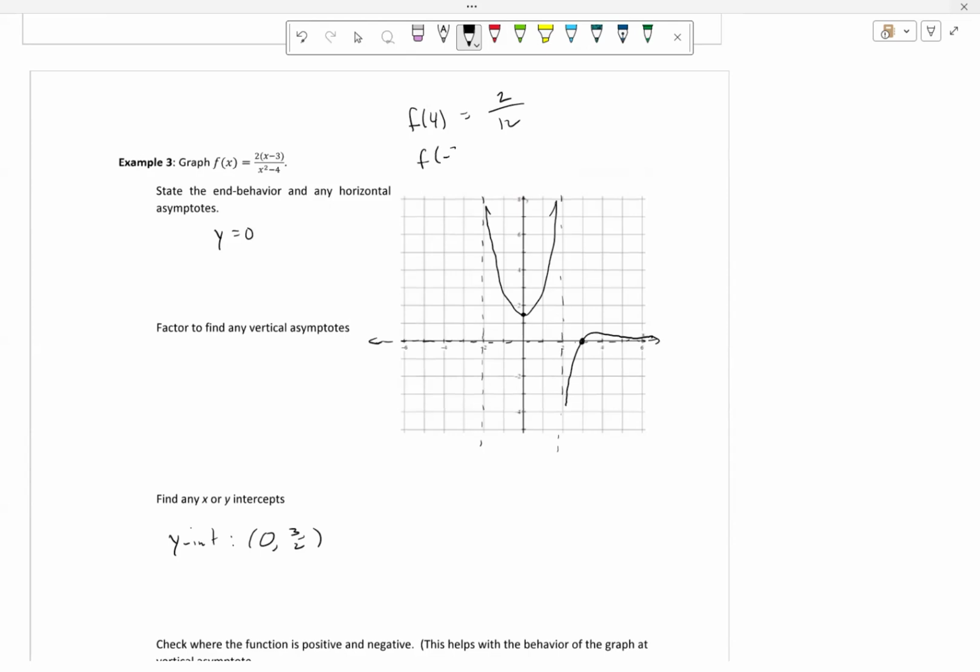So f of -3 gives us 2 times -6 over 9 minus 4, which I think is a negative number, isn't it? It's negative. I don't even care what it is. I know it's all negative. You can check that on your calculator, or maybe you can check Desmos, but it should look a lot like that.